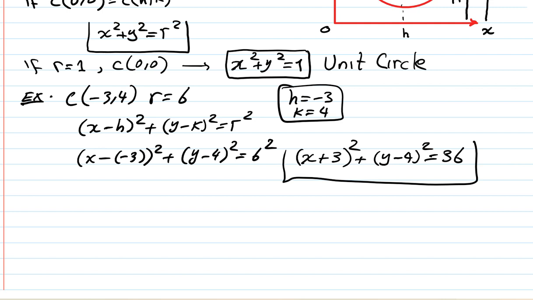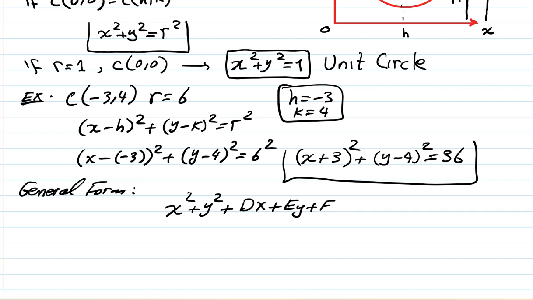And let's see. Now, what if we don't have the HK form of the circle? Well, the more general is a polynomial form. So let's talk about the general form of a circle. The general form of the equation of a circle is x squared plus y squared plus, again, the notation on this is different depending on who's doing this, but this is one way to do this.